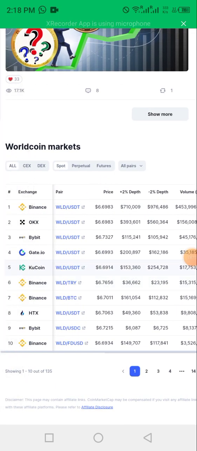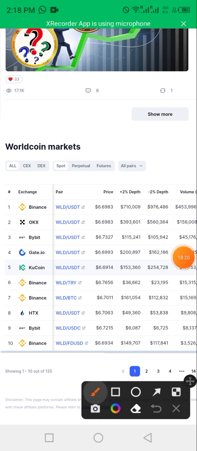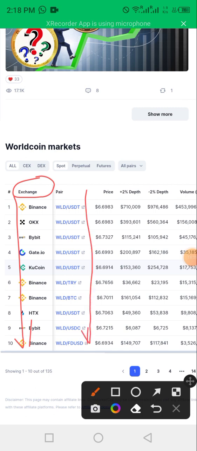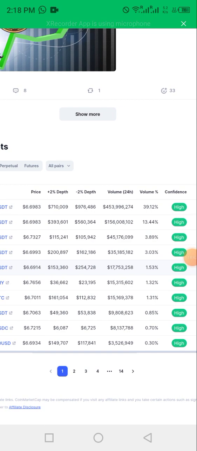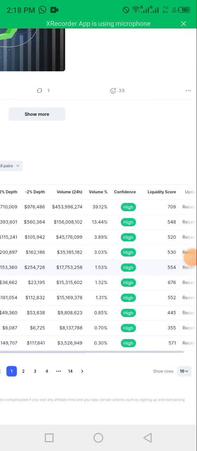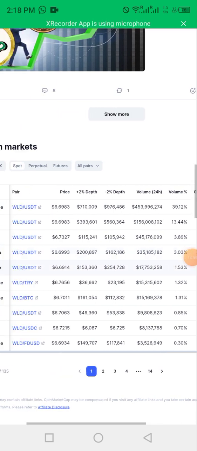You can see that from this analysis here, it shows you the exchanges where Wild is being traded. You can see the first 10 exchanges downwards. You can see the pair Wild USDT. It shows you the price, the +2% depth, the -2% depth, and then the volume. That is, you see your 24-hour volume, the confidence, the liquidity score, and updates telling you this is a recent update. So what we are after is the volume.